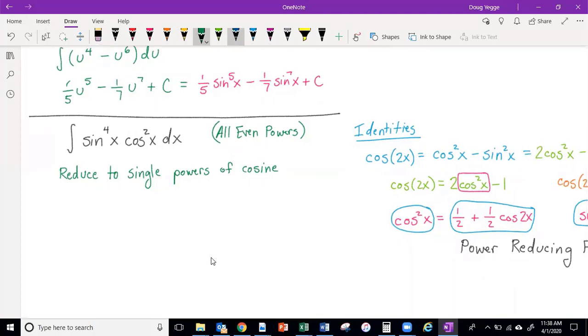And there are a couple of different methods of doing this. But one thing to do is to rewrite sine to the 4th x as sine squared x, squared, times an extra cosine squared x.